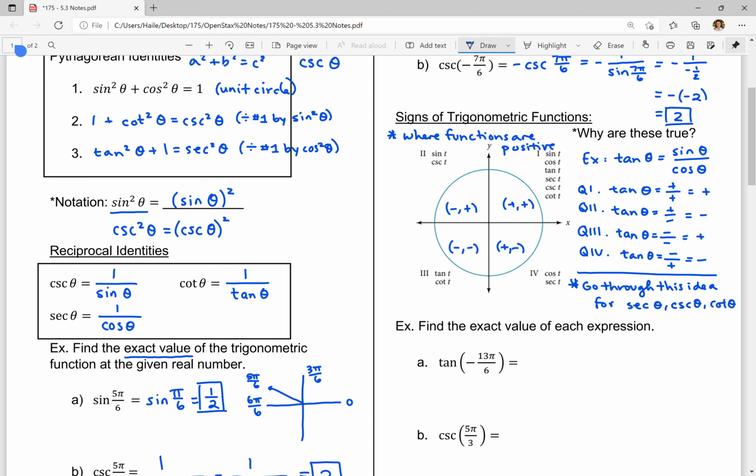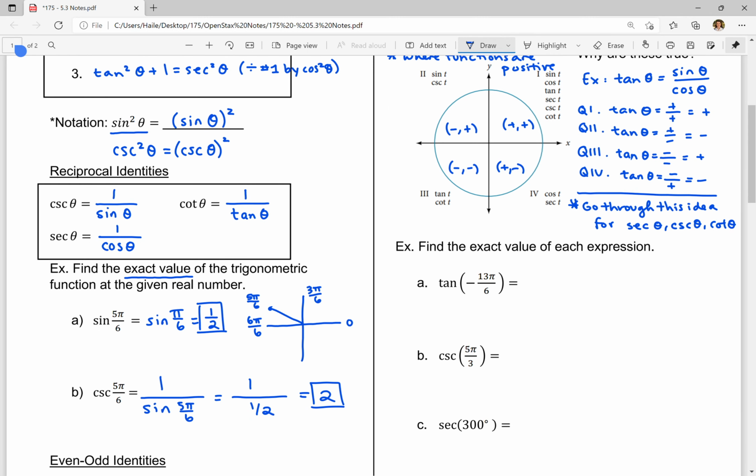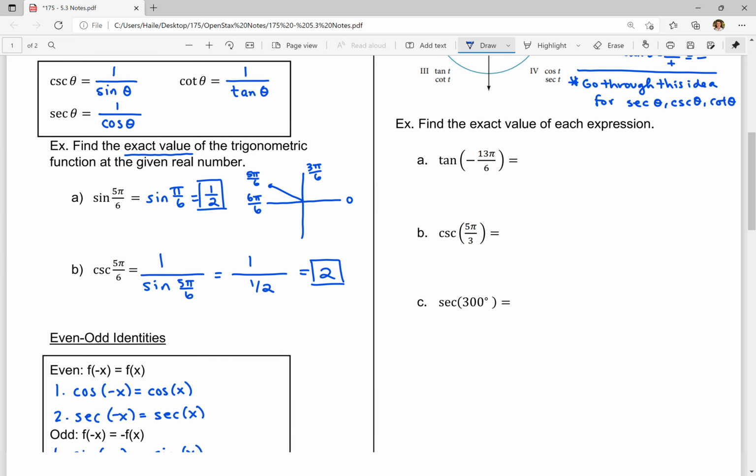Okay, so our next examples, we're going to just practice finding some more exact values. So in our first example, we have tangent of negative 13 pi over 6. So let's think about where that is. So on our unit circle, 13 pi over 6 is going to be 1 pi over 6.